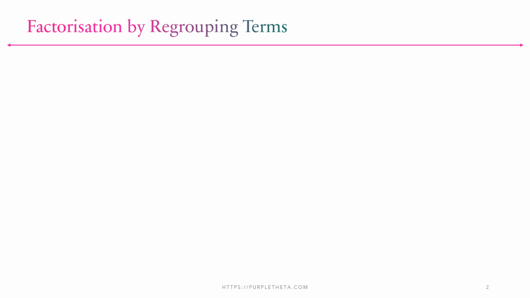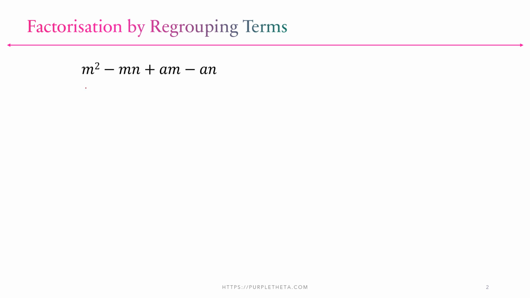Hi, in this video we will continue learning about factorization by regrouping terms. We have seen that regrouping helps when no single factor is common across all terms. In this video we will take a new example and understand how to factorize an expression when there is no single factor common across all the terms.